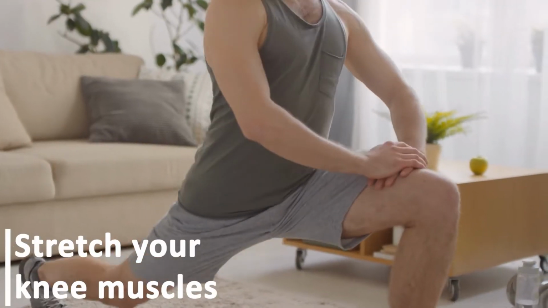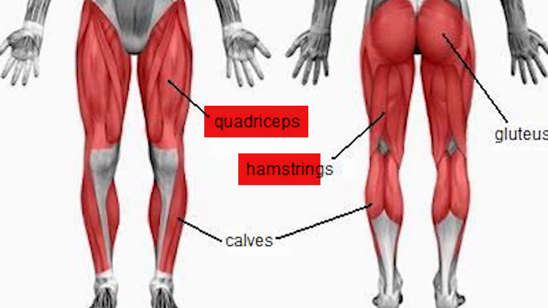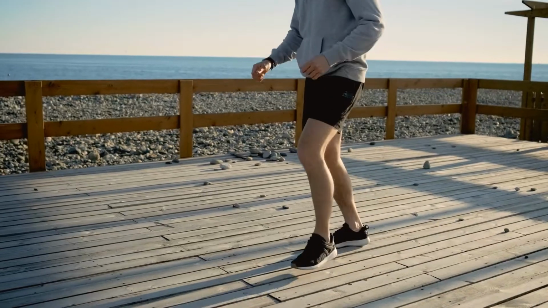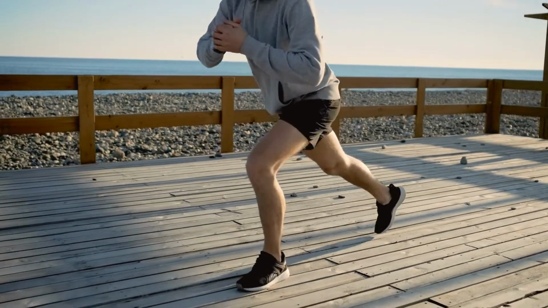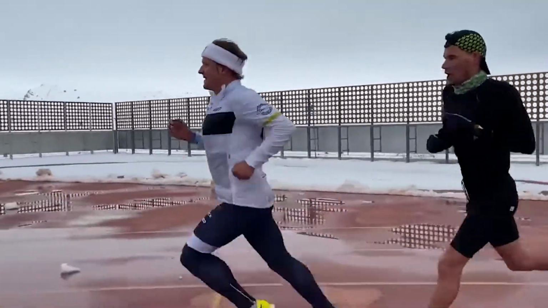Stretch your knee muscles. Always do a little warm-up before jogging, followed by some stretching. The quadriceps, hamstrings, and calves are important muscle groups to focus on if you're concerned about your knees. Contracting the opposing muscle group at the same time can help you stretch those muscles more effectively. Try contracting your quadriceps while stretching your hamstrings, for example.